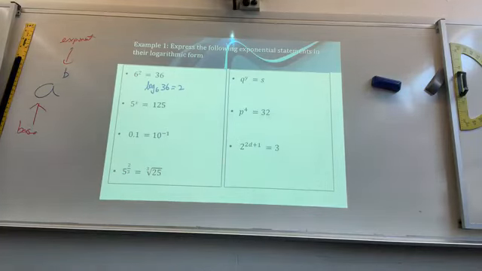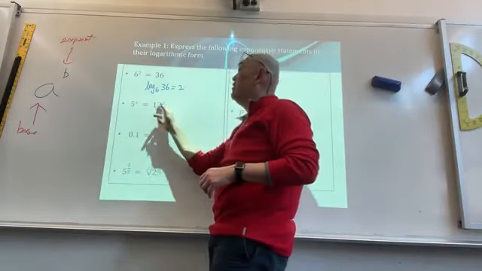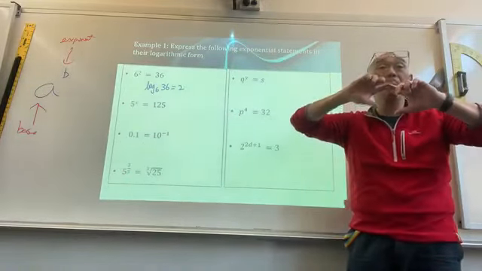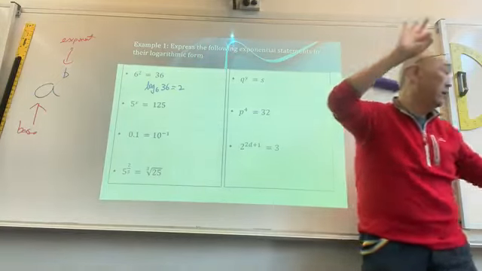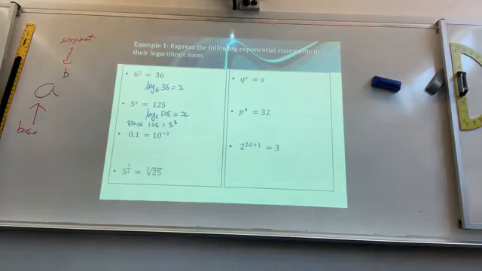Now, with the second one, you should be able to solve for x. Correct? Because it's log base 5 of 125 equals x, and you know 125 is 5 to the power of 3. Agree? Since 125 is 5 to the power of 3, therefore x would be 3. Can you try the rest, please?